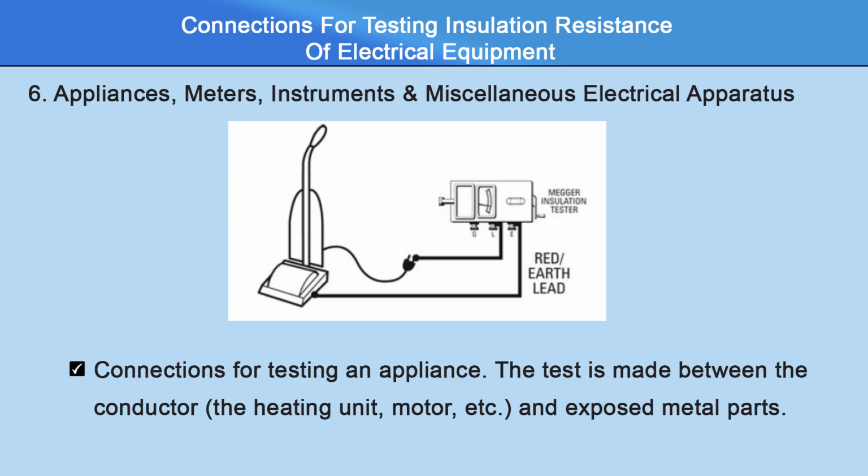And lastly, the appliances, meters or instruments and the miscellaneous electrical apparatus. It is shown in figure 13 how the megger insulation tester is connected with these equipments. For testing an appliance, the test is made between the conductor, the heating unit, motor etc. and the exposed metal parts. The apparatus must be disconnected from any source of power and placed on some insulating material.